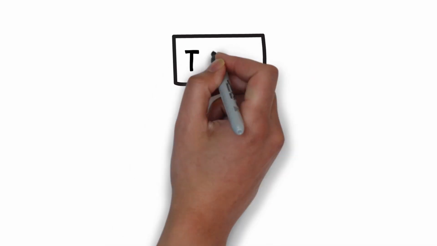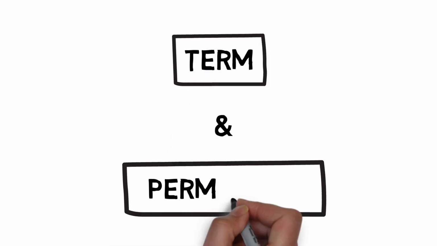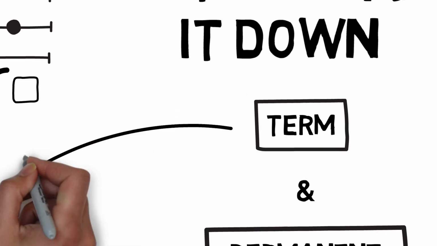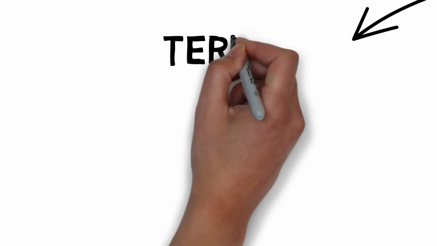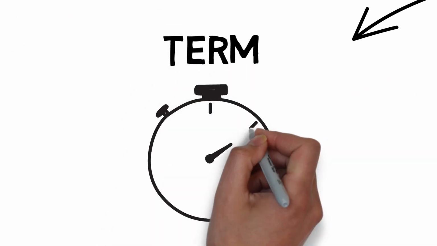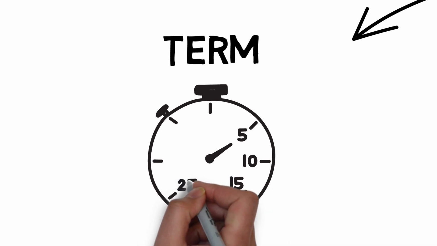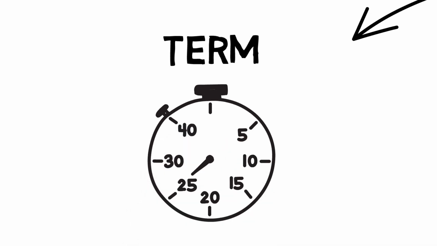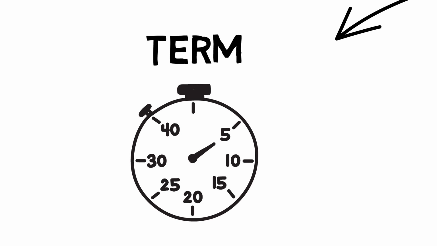So let's break it down. There are two types of life insurance: term and permanent. Let's start with term life insurance. Term is designed to provide temporary coverage for a specified amount of time, usually 10, 15, 20, or 30 years, and can even be up to 40 years.